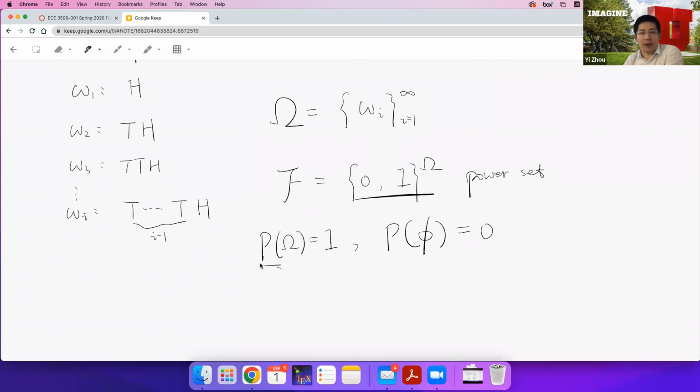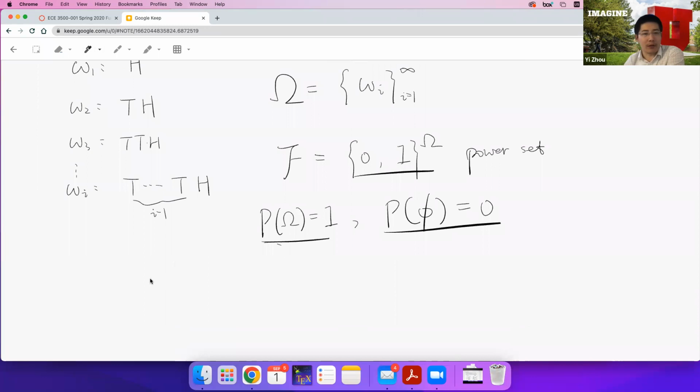So these two are by default. And then we can consider the probability of every single outcome. Omega I, you can think of it as an event, right? Because it is a subset of the big omega set. So this is actually an event, but this event only contains this single outcome.